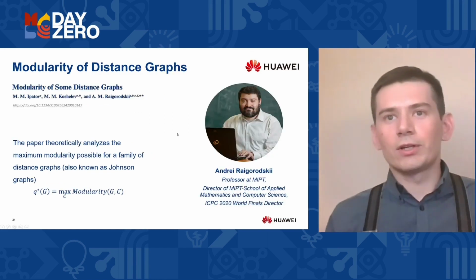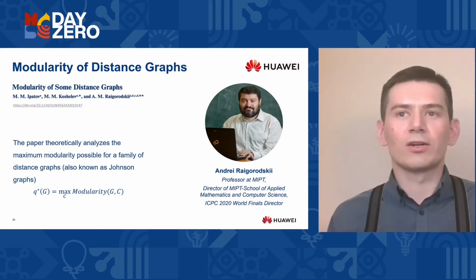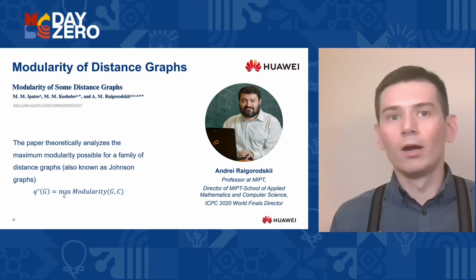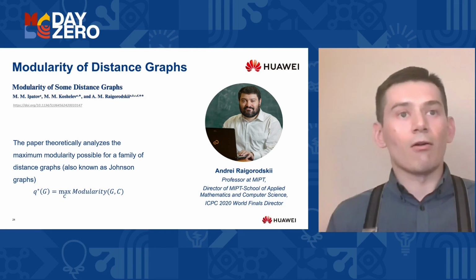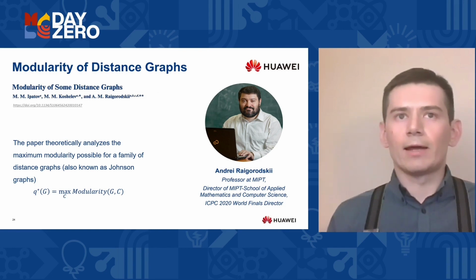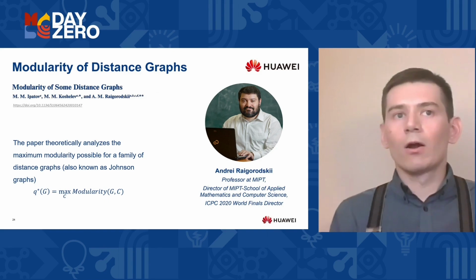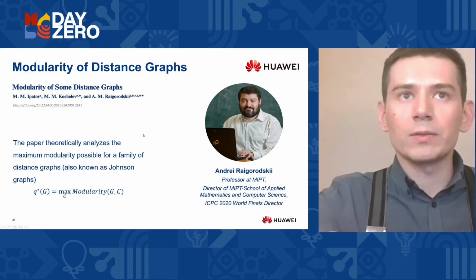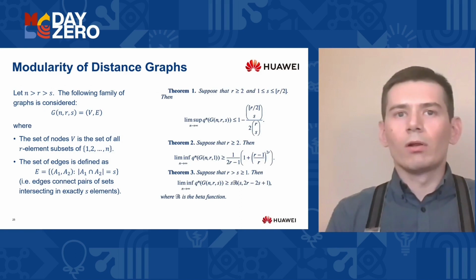Andrei Raigorodsky, who is a professor from MIPT and director of the MIPT School of Applied Mathematics and Computer Science, and also the ICPC 2020 World Finals Director, together with his team recently published a paper regarding modularity of some distance graphs. This paper theoretically analyzes the maximum modularity possible for a family of distance graphs, also known as Johnson graphs. And Raigorodsky, together with his team, obtained several beautiful mathematical results in this area.